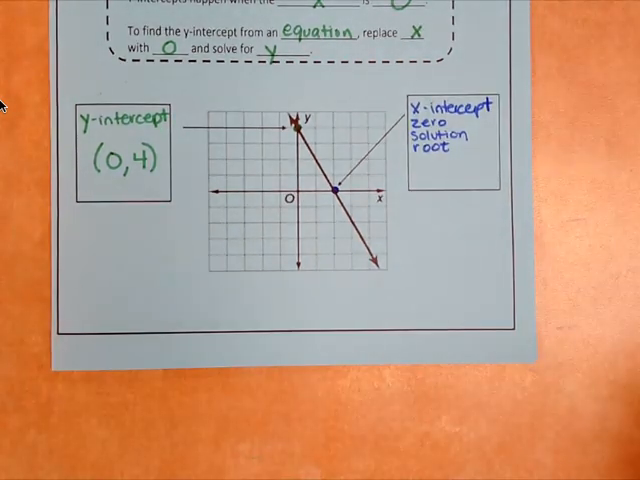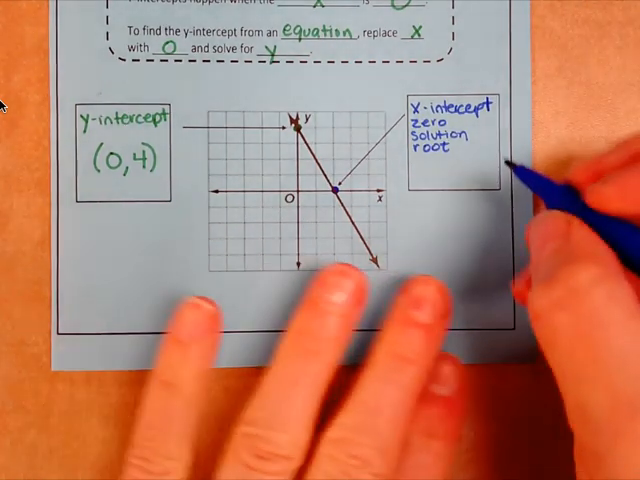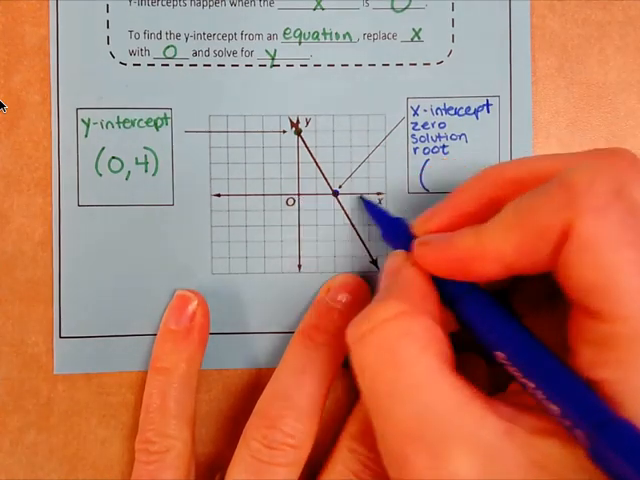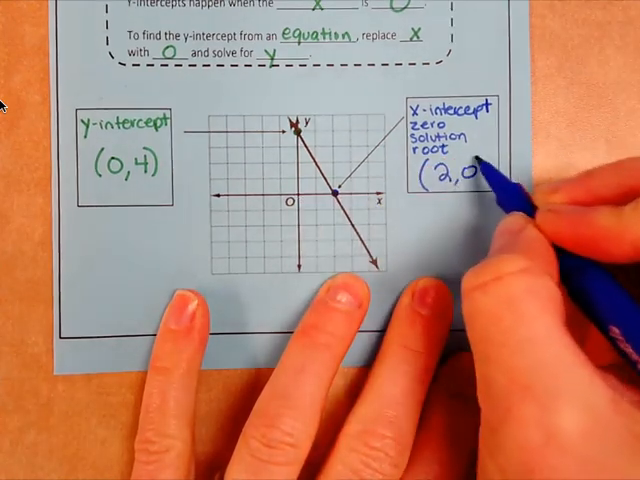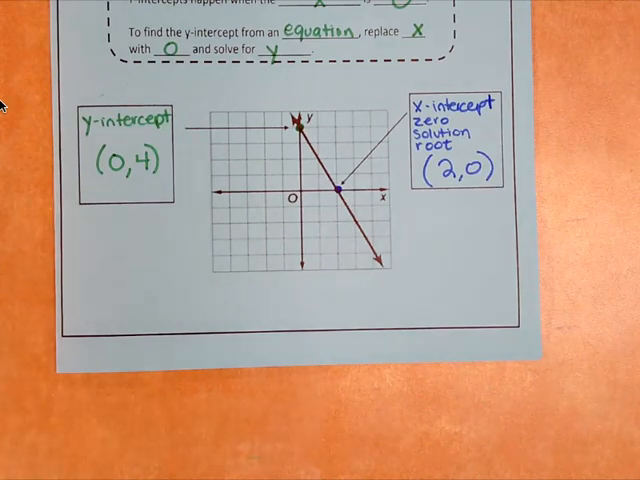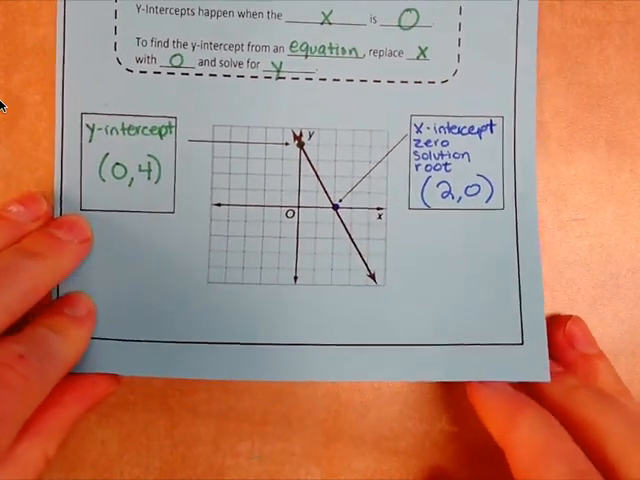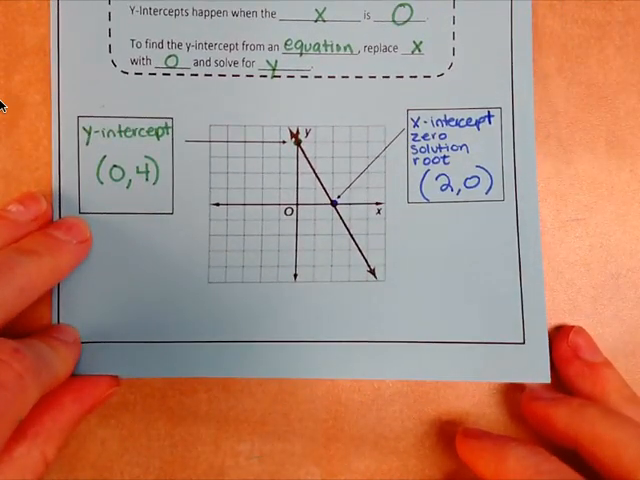What is the 0? What is the solution? What is the root? What is the x-intercept? So this is the point that's (2, 0). So when you're asked what are the intercepts, write them as coordinates.